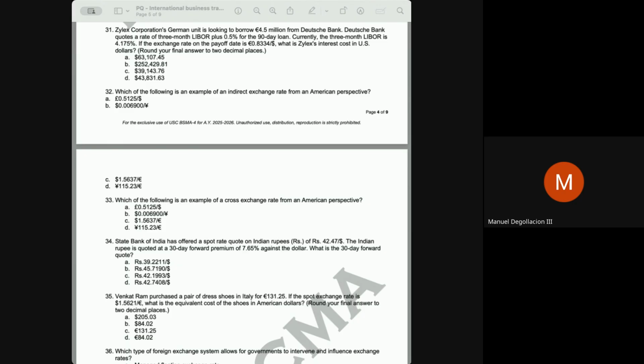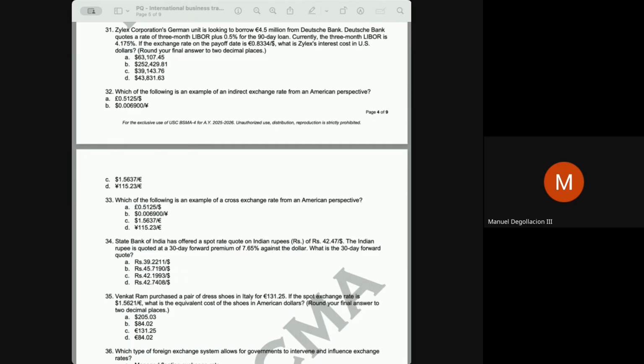So your exchange rates may be given in two ways, either as a direct quotation or direct rate, or as an indirect rate. An indirect exchange rate, especially from the perspective of the US dollar, is one wherein the US dollar is expressed in terms of its equivalent foreign currencies.